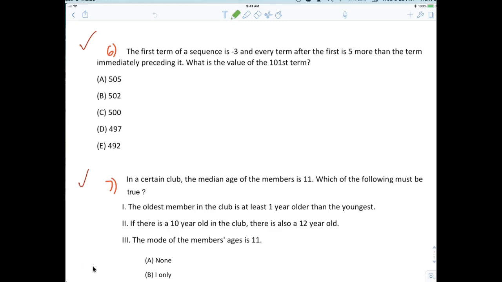It says the first term of a sequence is -3, and every term after the first term is 5 more than the term immediately preceding it. What is the value of the 101st term? All right, let's hear it. Who thinks they got the correct answer here?